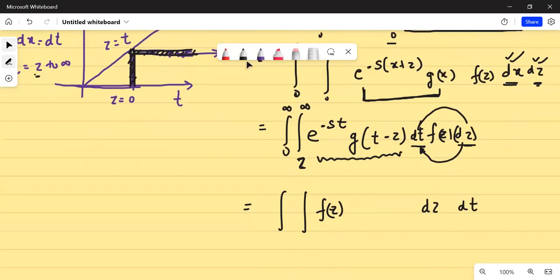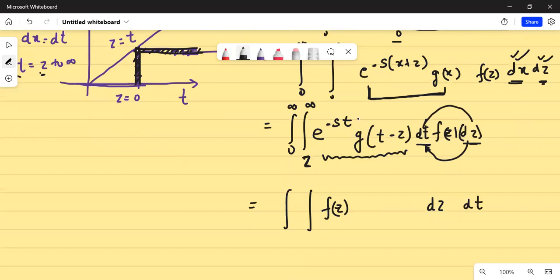So now here, if I want to change the order of integration, your t was varying from z to infinity. Now instead of integrating with respect to t, I will be integrating with respect to z first. So dz comes here, dt is outside. So I have to change this order of integration, so the limits will also be getting changed. So your z varies from 0 to t, g of t minus z dz, and there would be e to the power minus st also.